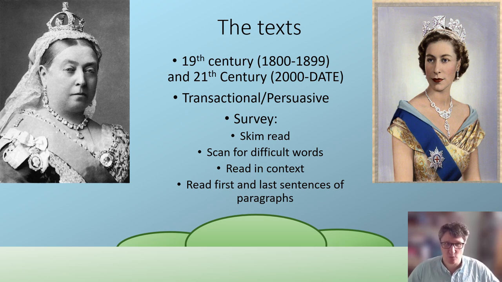Scan for any difficult words. The 19th century text may contain some archaic words which we don't use very much anymore. So make sure you can see them, and if you can, get the context of them and understand them by context. Read the first and last sentences of paragraphs. That will give you the topic sentences of those paragraphs. Remember, this will be factual information, so you read it like you're looking for factual information.